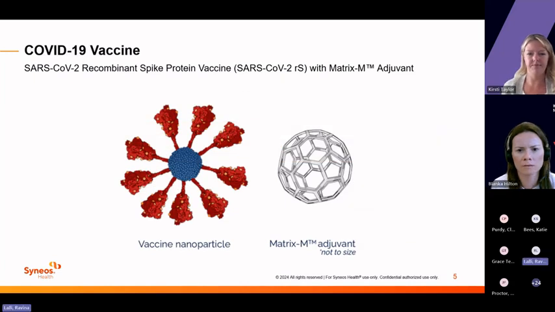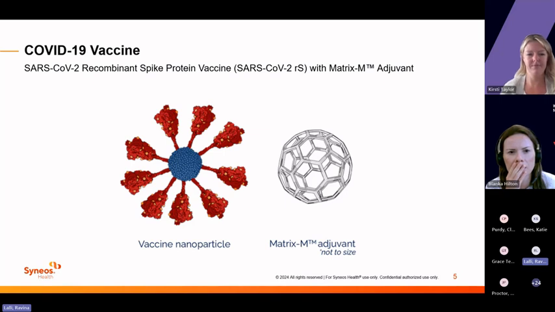So what is the COVID-19 vaccine I'll be looking into? The vaccine being developed is a protein-based vaccine targeting SARS-CoV-2, the virus that causes COVID-19. Recombinant technology is used to create vaccine nanoparticles, which are then mixed with Matrix-M adjuvant to enhance immunogenicity to create the ready-to-use COVID-19 vaccine.